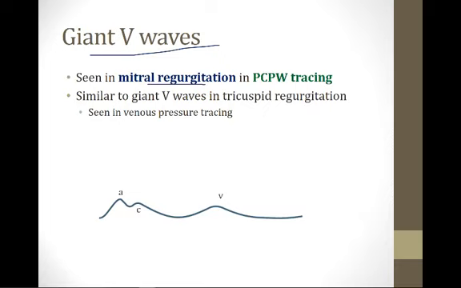This is just like the giant V waves that you get in the right atrial pressure tracing in patients with tricuspid regurgitation. In this case, we're talking about the left side of the heart, so it's mitral regurgitation that causes the giant V waves. And these are a classic finding in patients with mitral regurgitation on hemodynamic testing with the Swan-Ganz catheter. They are similar to the giant V waves in tricuspid regurgitation seen in the venous pressure tracing.